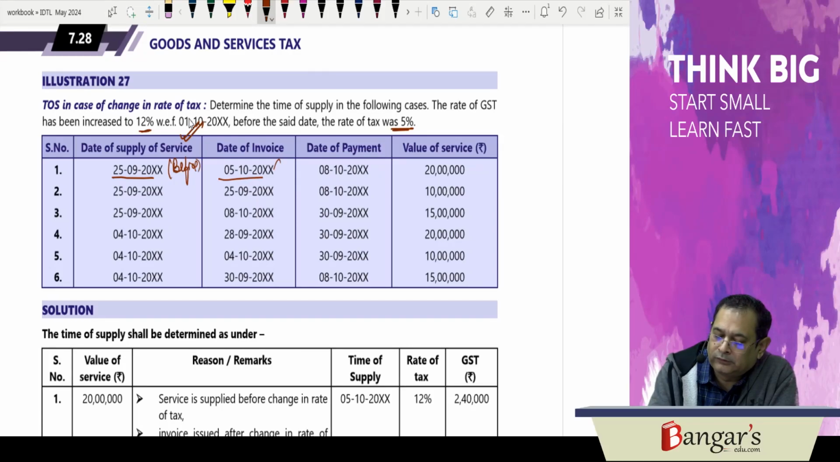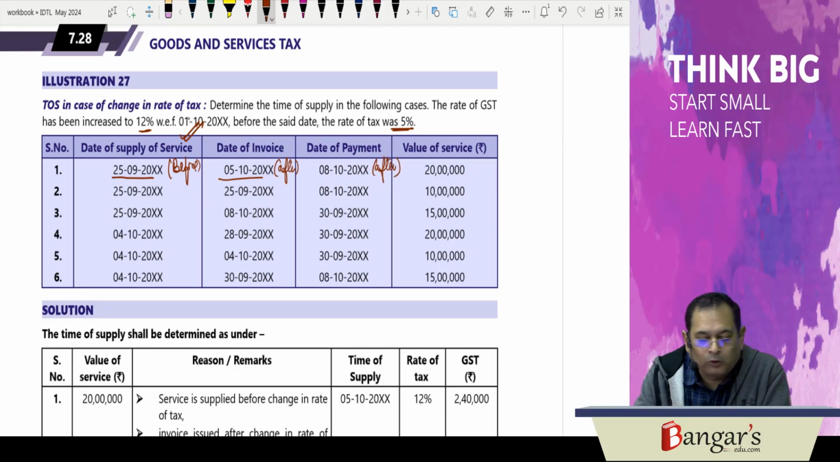Invoice is afterwards and payment is afterwards. So these two events occur together. What two events occur together? Invoice is issued afterward, payment is received afterwards.